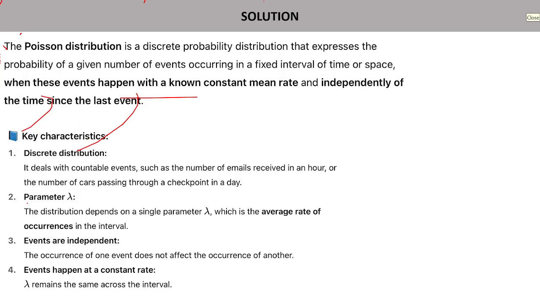Second, the distribution will always depend on a single parameter, which is the average rate of occurrences in an interval. Third, all these events are independent. That means the occurrence of one event will not affect the occurrence of another event. And fourth, events happen at a constant rate. That is, lambda will remain constant across all the intervals.